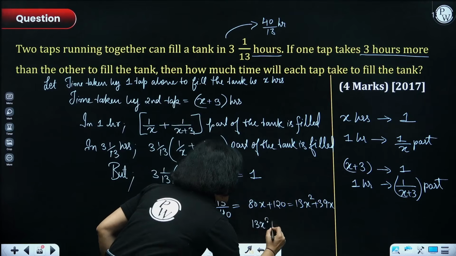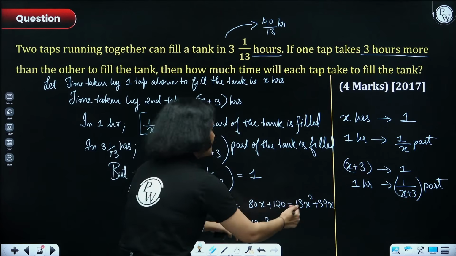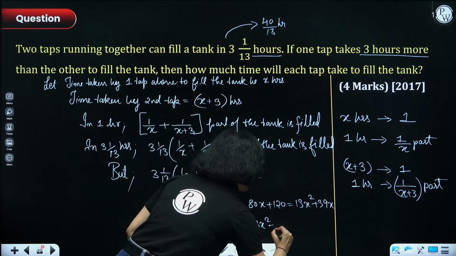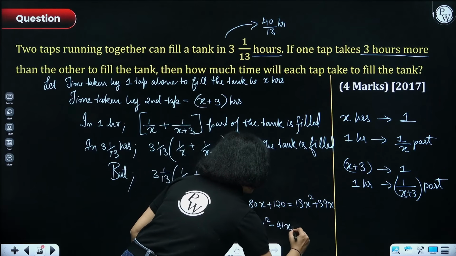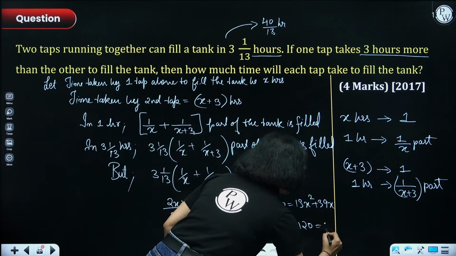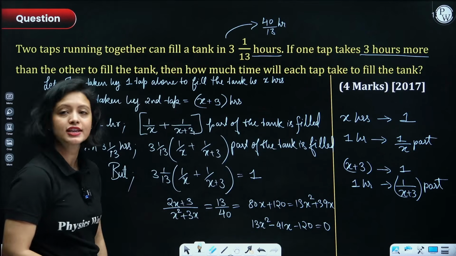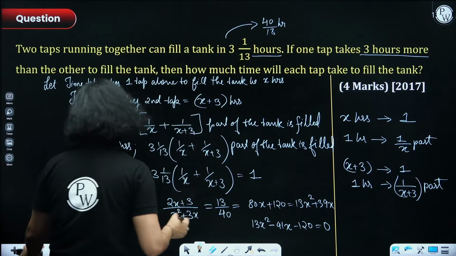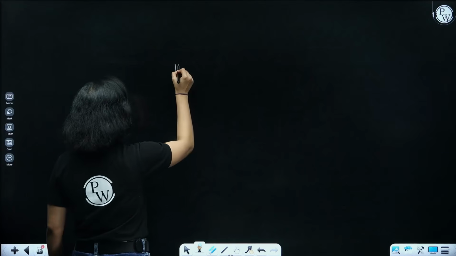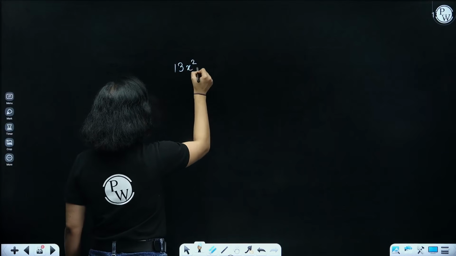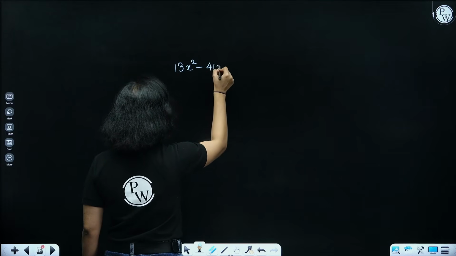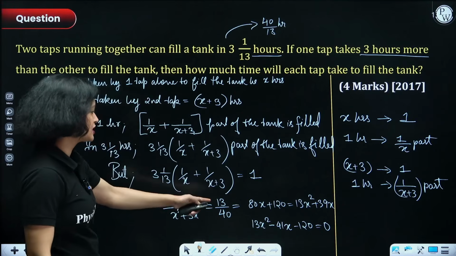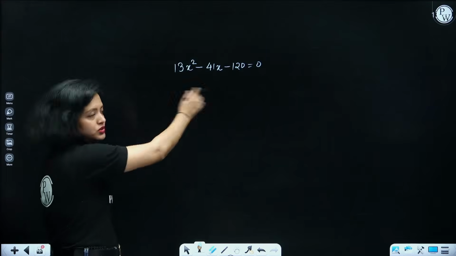Okay, so now let's write it. I'll take everything to the right hand side. So 13x², 39x minus 80x would be minus 41x, minus 120 is equal to 0. This is the equation that you get: 13x² - 41x - 120 = 0. This is the equation, right, everyone?